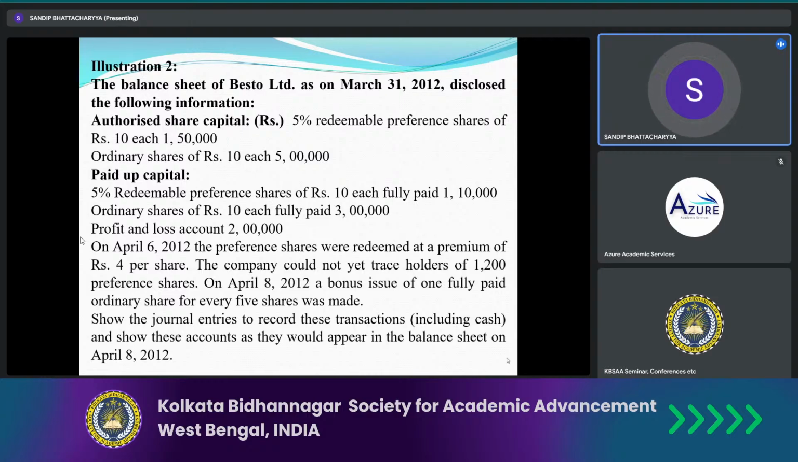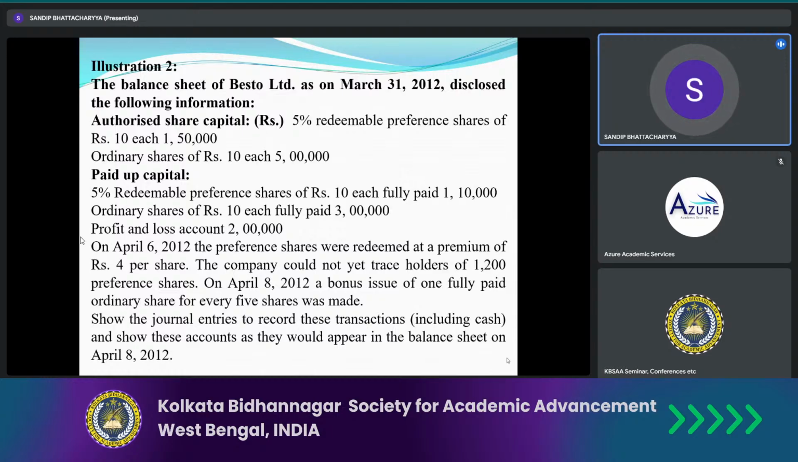You know very well that the paid up capital, ordinary shares 10 each fully paid, is rupees 3 lakh. That means the ordinary equity share capital, 3 lakh divided by 10, is 30,000 shares. So for every 5 equity shares the company will issue one bonus share. That's a different issue. Show the journal entries and the record of the transaction including cash, and show how the account will appear in the balance sheet.